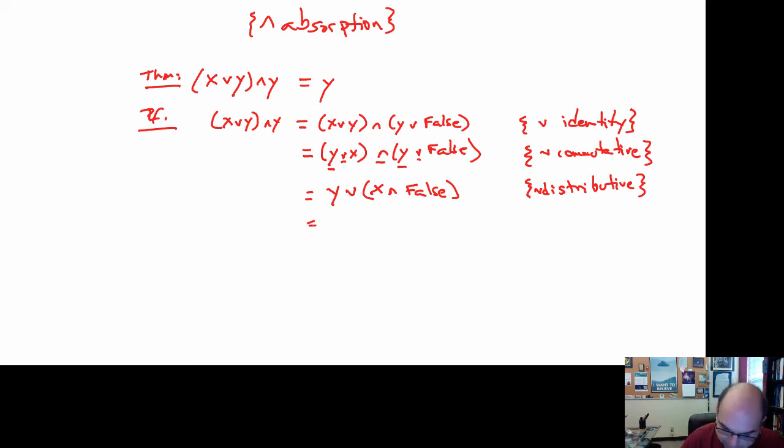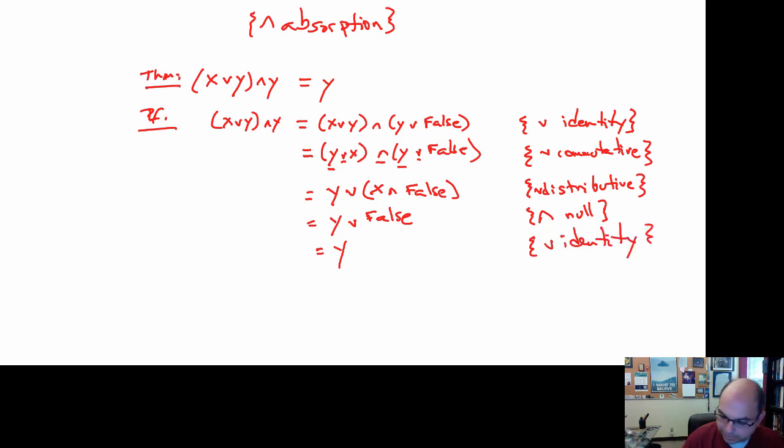And of course, this is simply y or false. That's because x and false is always false, and we have a rule for that, which is and null. Okay, and y or false, well, that's just the same as y. And this is or identity. Okay, so that's the proof.